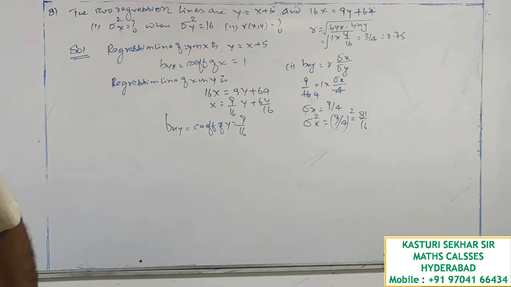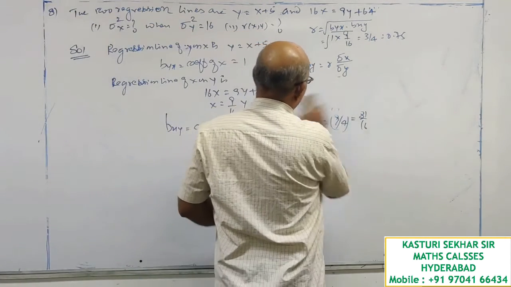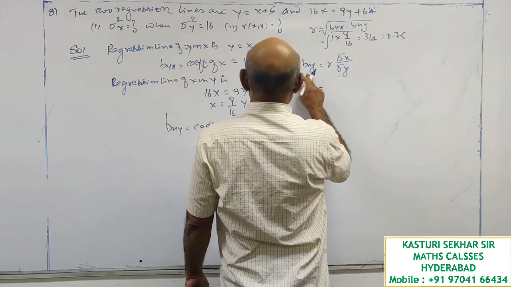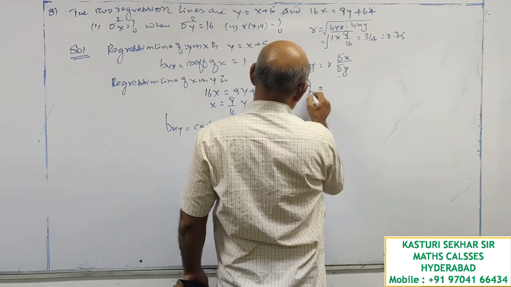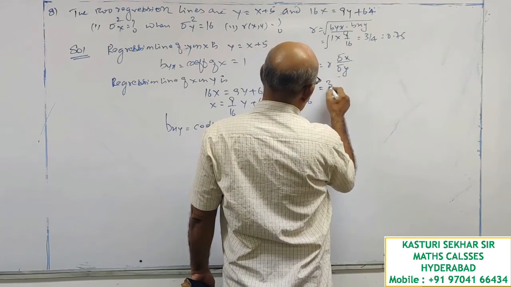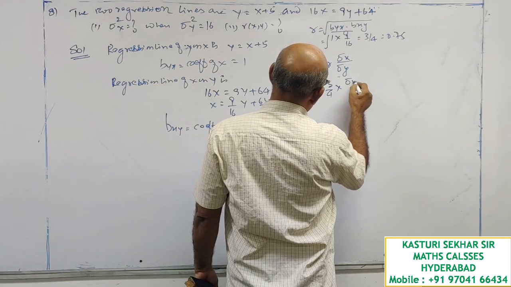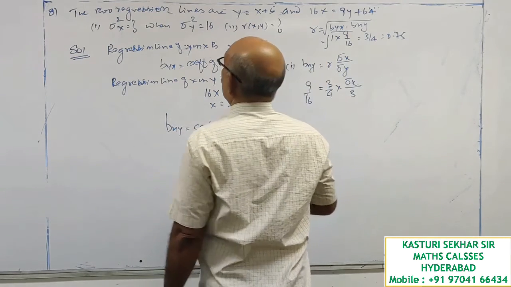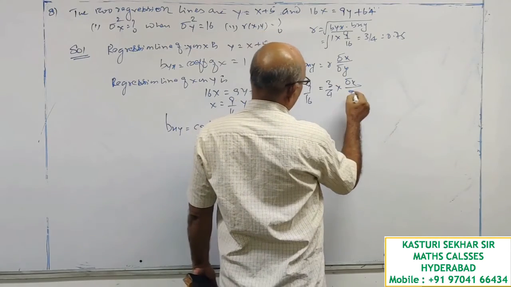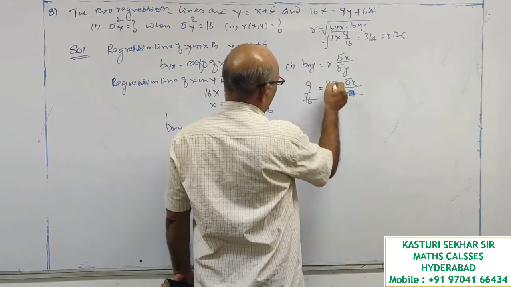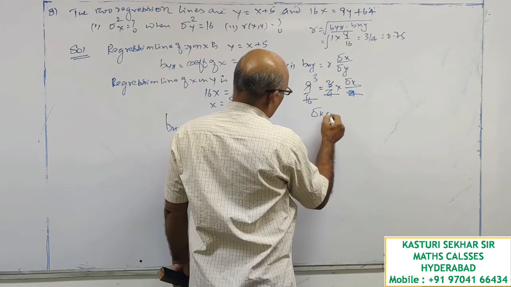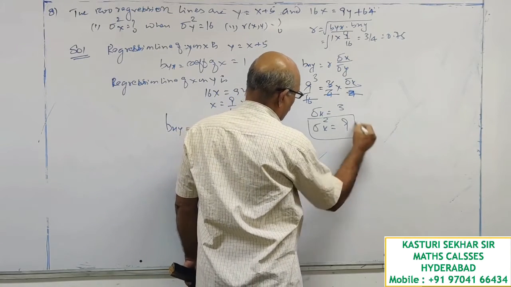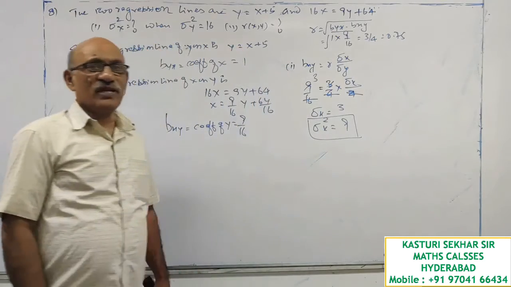Oh, sorry sir. bxy is 9 by 16, r is 3 by 4, standard deviation of x by standard deviation of y, this is 4. Cancel, it will go 3 times. Standard deviation of x is 3, variance of x is 9. Variance of x is 9. That is the answer.